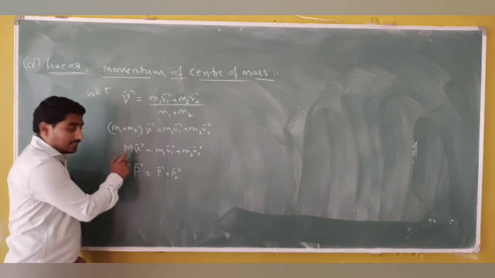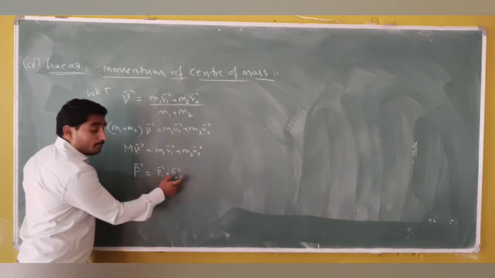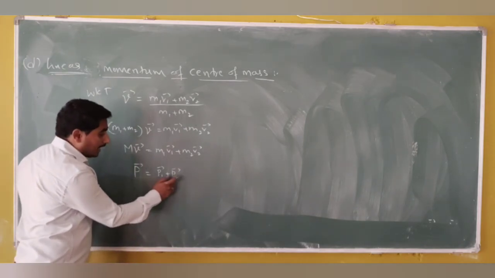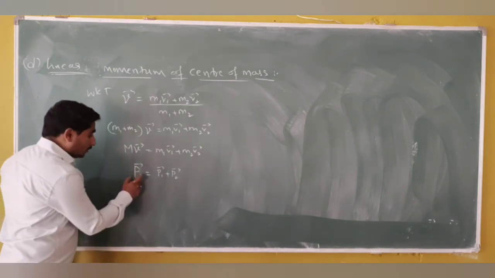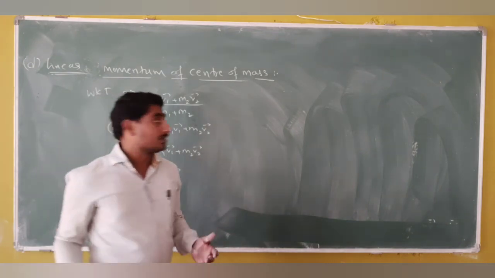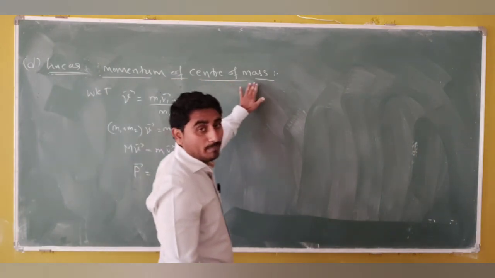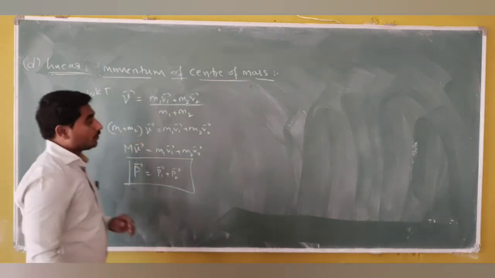The linear momentum of the center of mass is equal to the sum of the linear momenta of the individual particles. This is the linear momentum of the first particle of mass m1 and the linear momentum of the second particle of mass m2, and the total linear momentum is equal to the sum of the individual linear momenta. This is all about the linear momentum of the center of mass. This is the final relation. Okay, thank you.